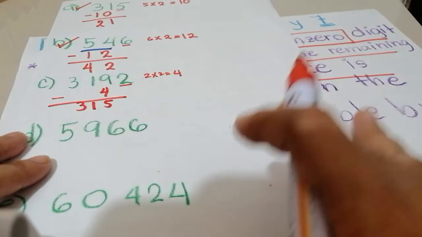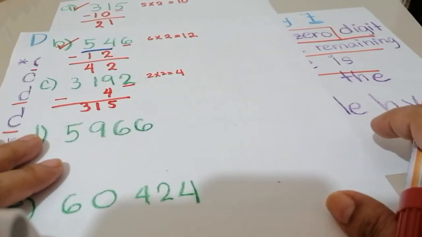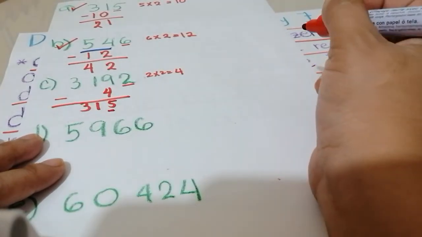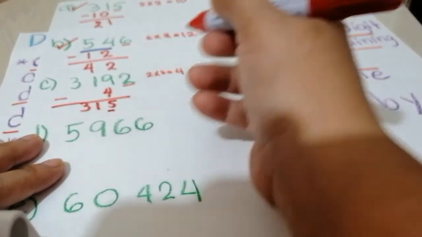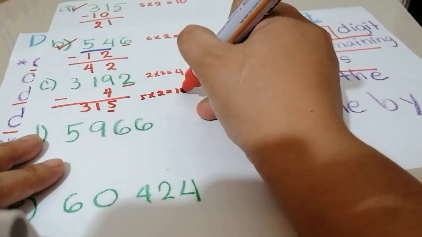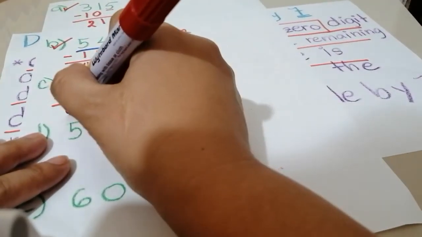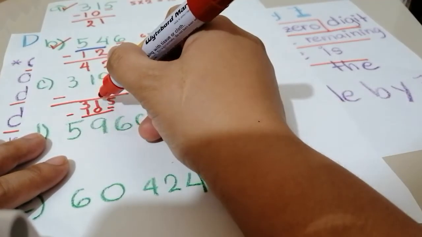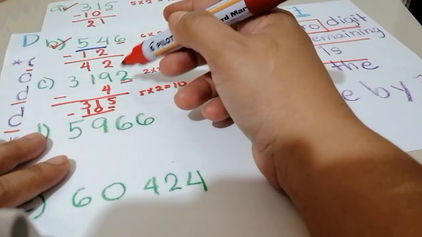Okay, i-repeat natin yung rule doon sa 7. So again, we multiply this by 2, yung 5, yung last digit dyan. So 5 times 2 is equal to 10. So, isusubtract natin yung minus 10. This also 31 kasi yun yung last remaining numbers natin.